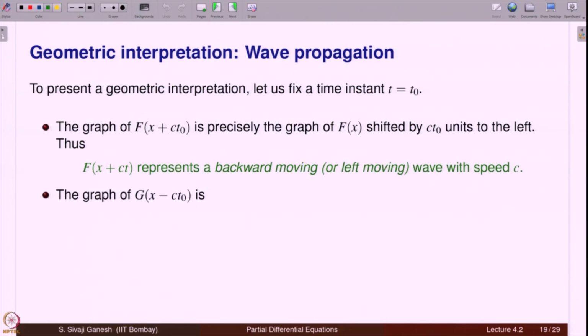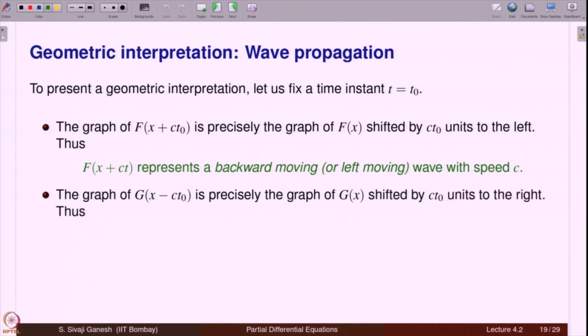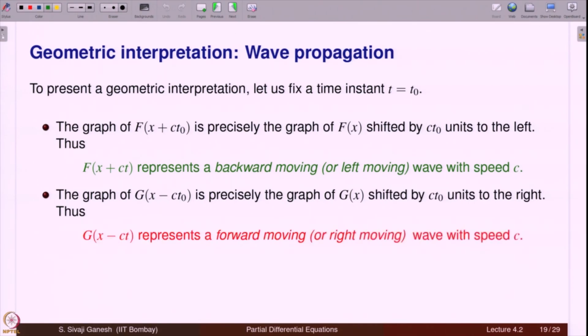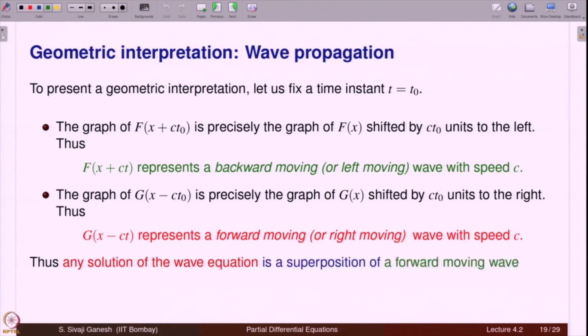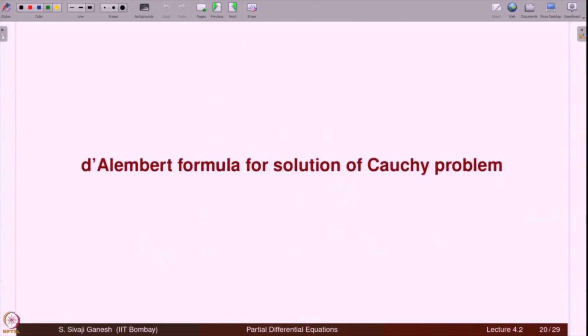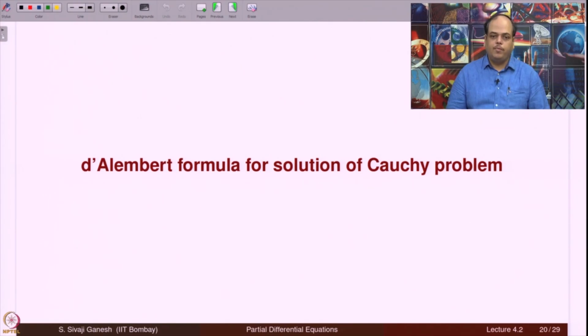Similarly, the graph of g(x minus ct naught) is precisely the graph of g(x), that means the shape is not changing, but is getting translated by ct naught units to the right side. Thus, g(x minus ct) represents a forward moving or right moving wave with speed c. Thus, any solution of the wave equation is a superposition of a wave moving forward and another moving backward. Now, let us derive the D'Alembert formula for the solution of the Cauchy problem.